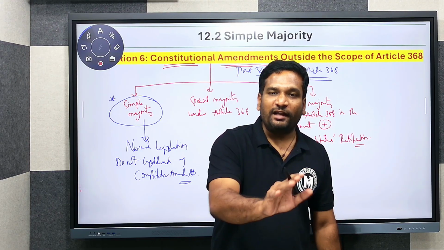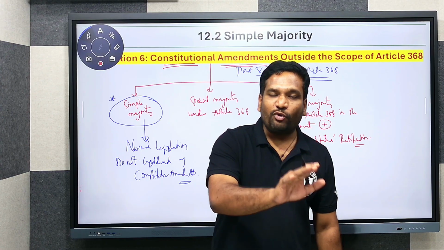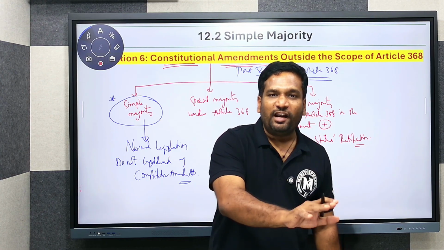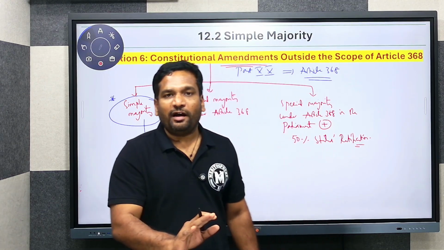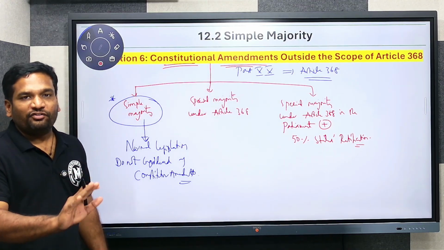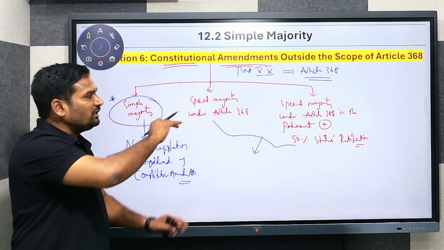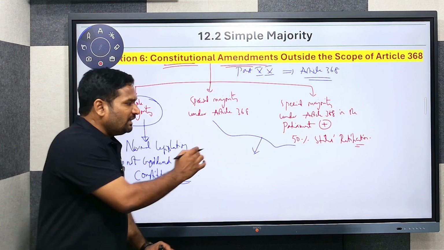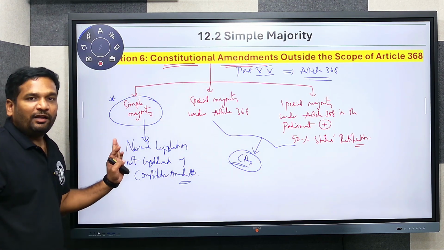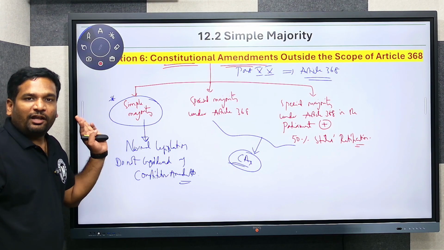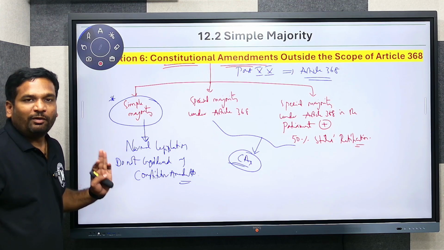For example, the creation of Telangana in 2014 was brought like an ordinary legislation only. It is not considered a constitutional amendment. So the constitutional amendments under the strict purview of Article 368 contain only these two processes. Under these two categories only, we have to consider that these are constitutional amendments. Whatever amendments were brought with the simple majority are not considered constitutional amendments under the purview of 368. Got my point?